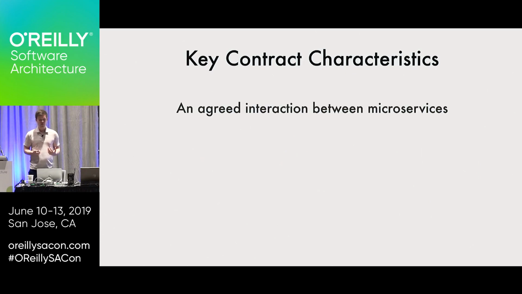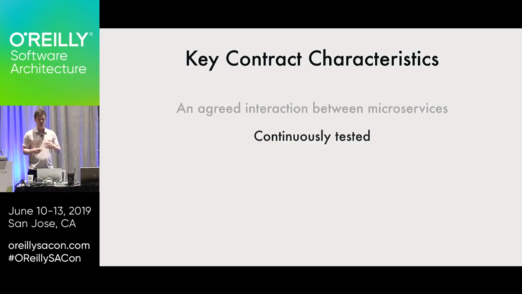A contract itself is an agreed interaction between microservices. So see it as a test scenario, a request and response between an API that must be made in order to make a test pass. It's something that's continuously tested. So we run our contract tests every build for our provider and our consumer. And in doing so, we help guarantee that the two services will always function together.